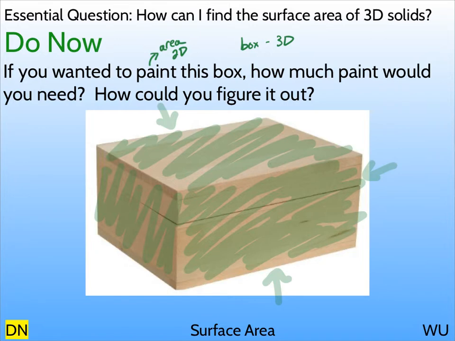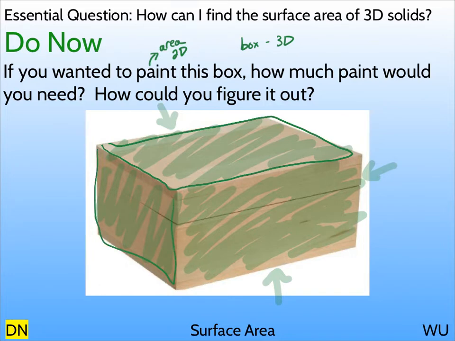It's the area on the surfaces of a three-dimensional figure. And it's one of the ways you can take a two-dimensional measurement on a three-dimensional figure. And this right here is the classic example that you'll see on a lot of tests and stuff like that. Like, how could you figure out how much paint you need to cover a box?